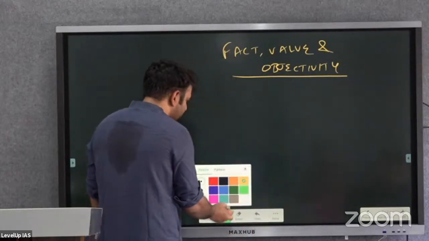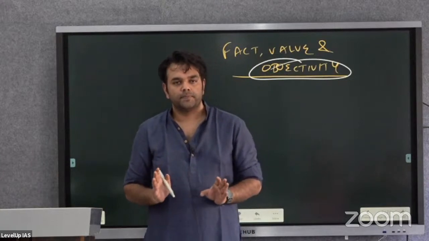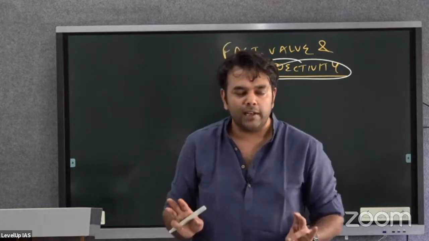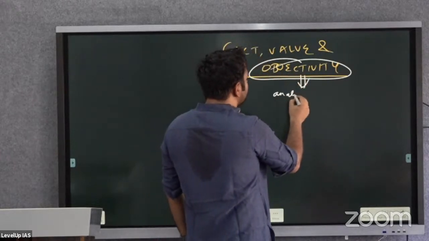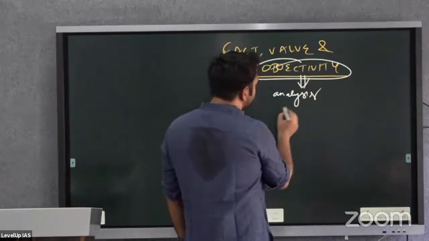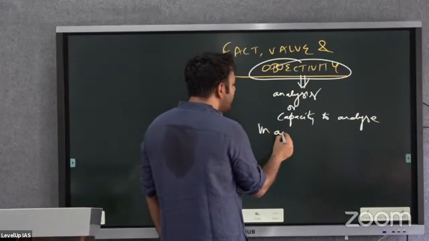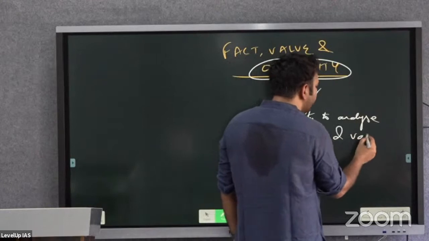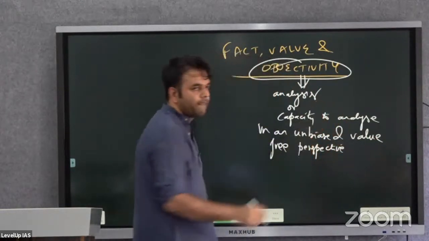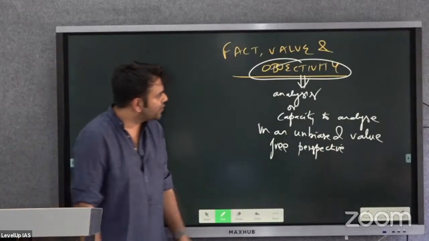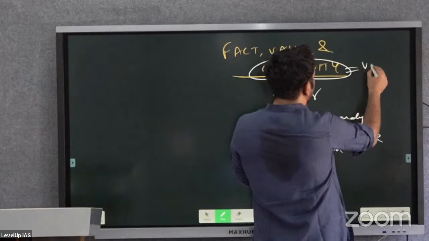Fact, value, objectivity. Let us understand objectivity quickly. Objectivity means any analysis done in an unbiased manner with no values and based on data. That is what we call objective analysis. Analysis or capacity to analyze something in an unbiased, value free perspective. This is objectivity, which means objectivity is equal to value freedom.